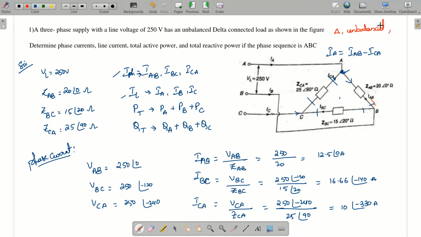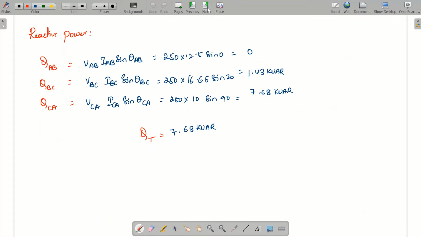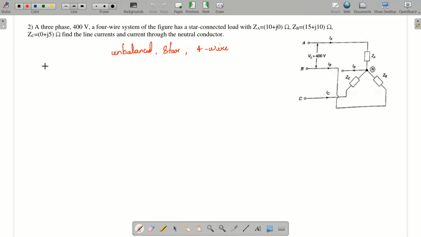We will cover all types of problems. That is the reason I am mentioning here delta connected unbalanced. There is no such thing as a 3 wire and 4 wire system in a delta connection. So, 4 wire system. Let us see what they had given in the question.